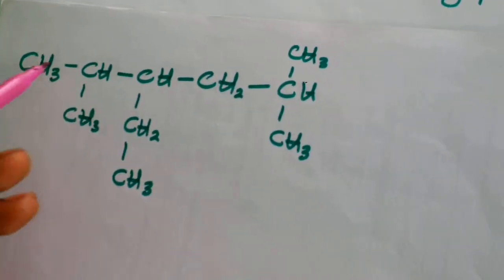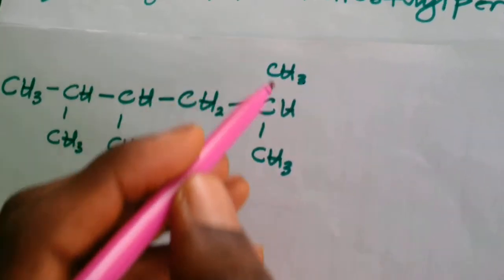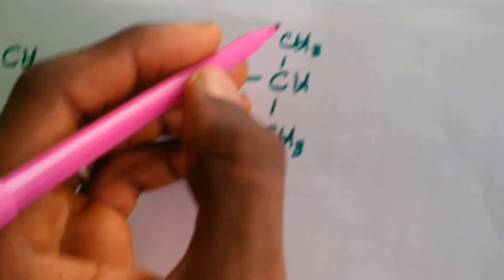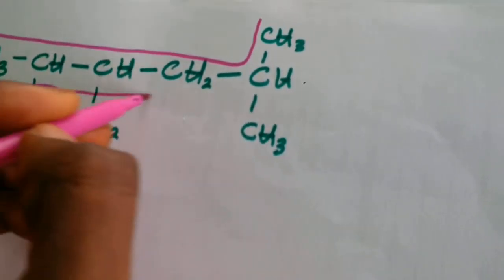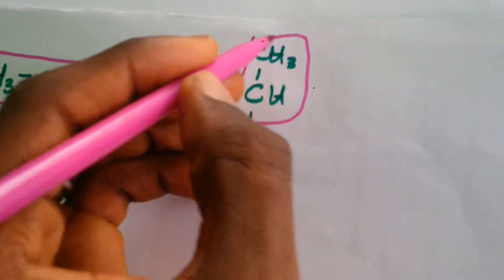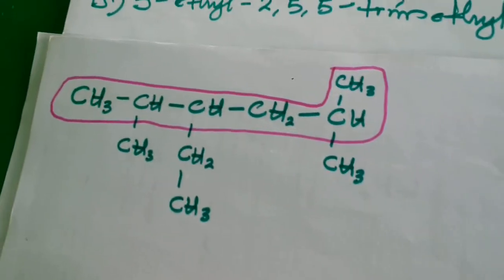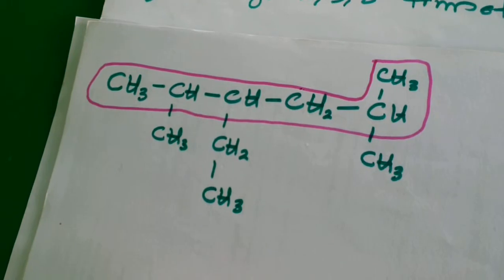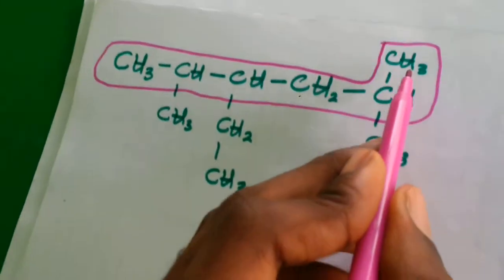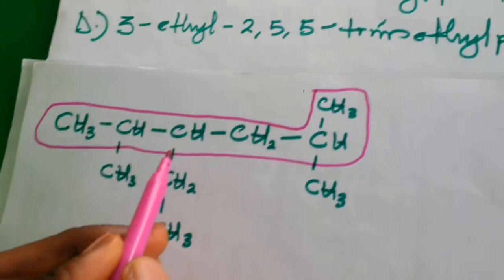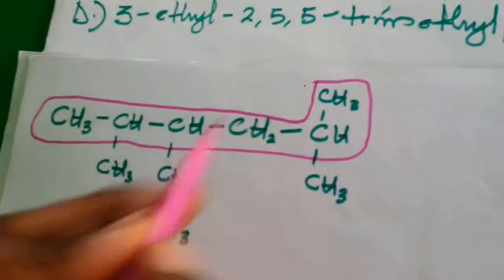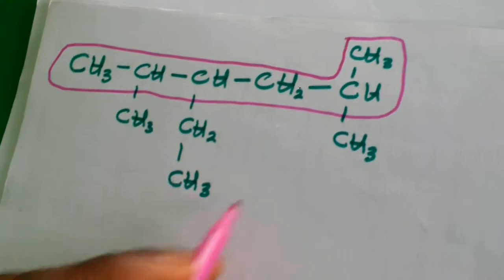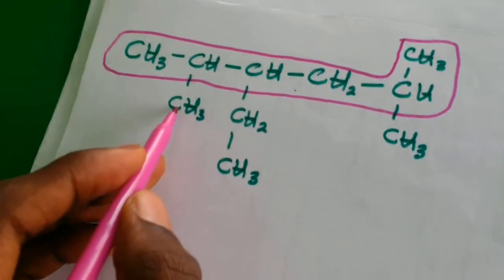Let's consider this chain because it's easier for us. So let's circle our longest carbon chain. Now this is the longest carbon chain. It contains 6 carbons, and these are the substituents because they are not part of the carbon chain. They are not part of the longest carbon chain. These are the substituents. This is a methyl substituent.